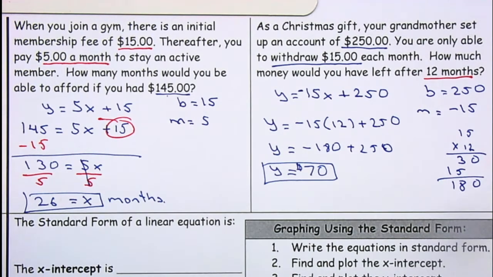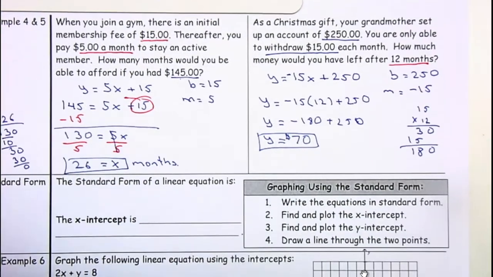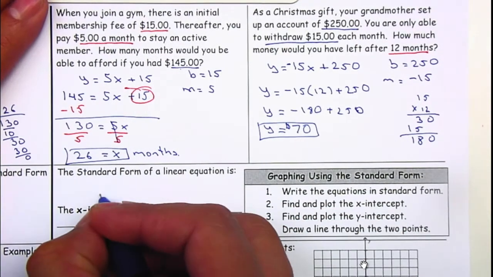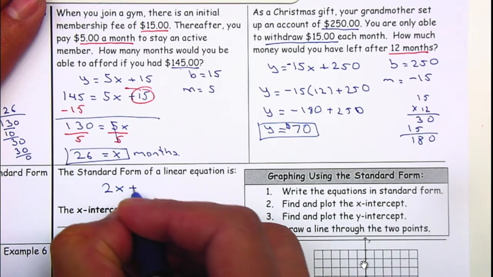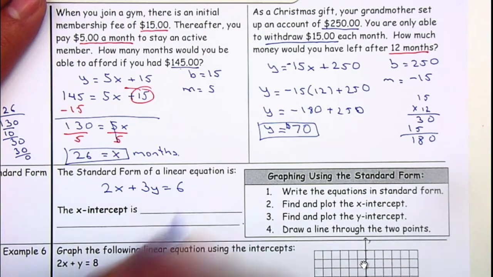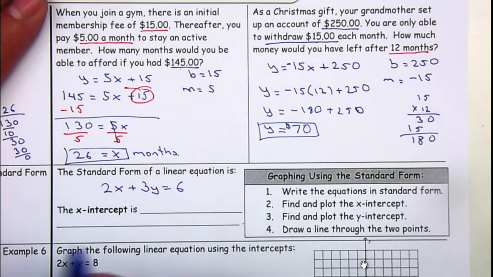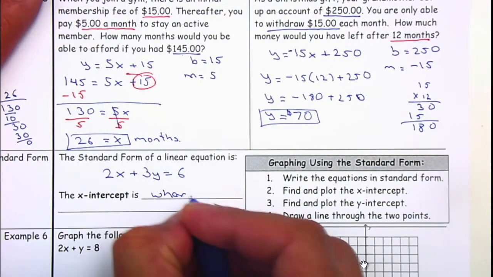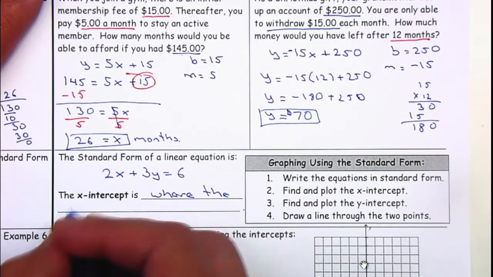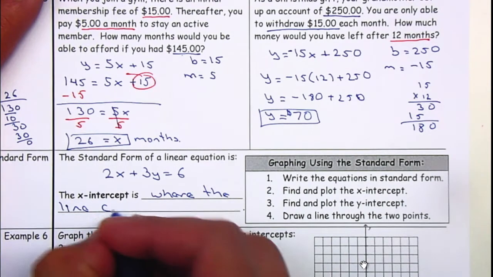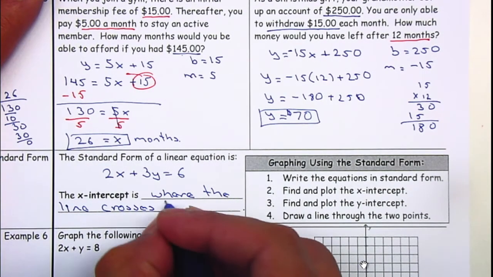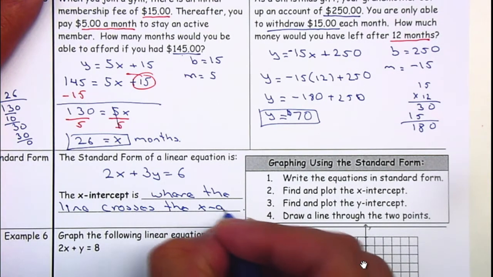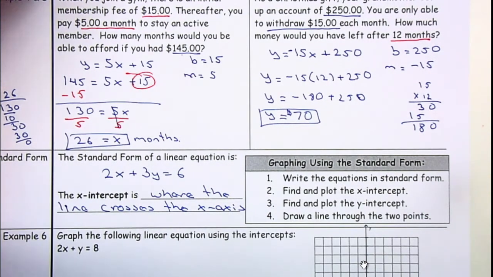Now let's look at a different form of a linear equation. The standard form of a linear equation is 2x + 3y = 6. We are going to be using the x-intercept to graph it. The x-intercept is where the line crosses the x-axis. And we're going to go through very simple steps to graph using the standard form.